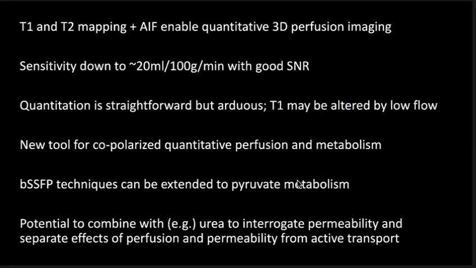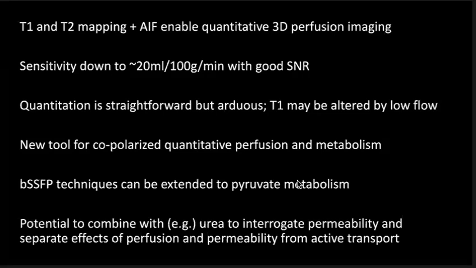So let me just wrap up. Okay, so I've shown, a pretty long slog to get there, but with the T1 and T2 mapping and measuring the arterial input, we do reasonably well in this quantitative 3D perfusion imaging, at least in the forebrain. Some details in the hindbrain we need to think about. You get sensitivity in these rats down to about 20 mils per 100 grams per minute with pretty good SNR. I think we could go lower. The raw C13 SNR before you do any processing is about 20 or 30 to 1. And so you can trade that for resolution or sensitivity to low flow.